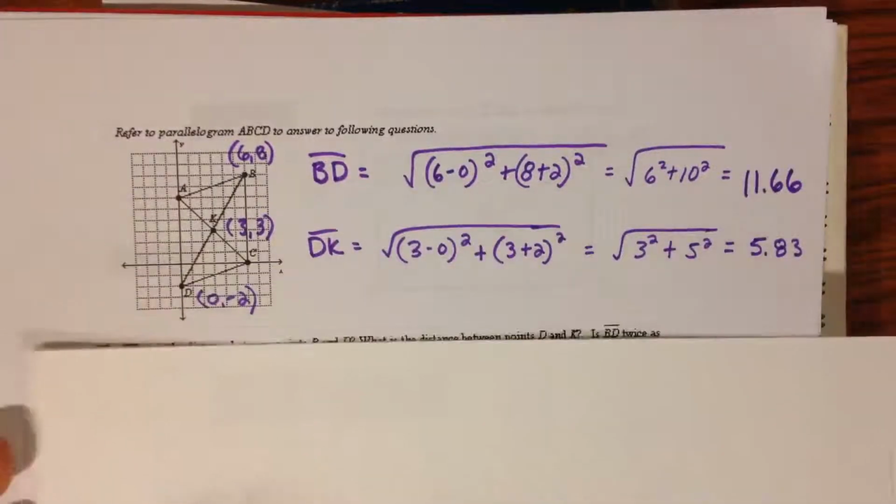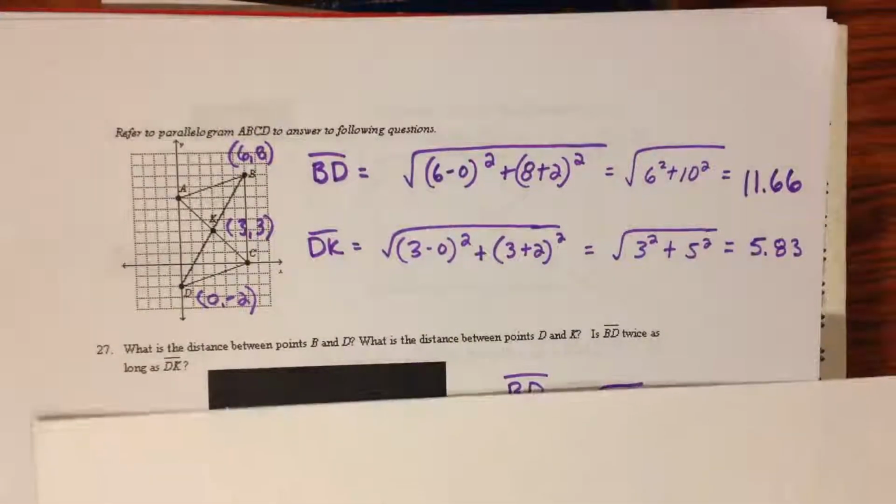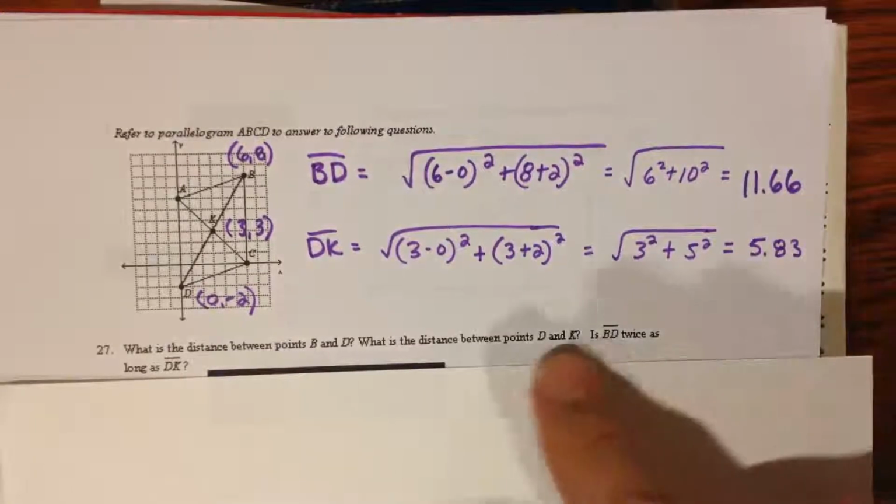Alright, this will go through the next 10 problems of the packet. I didn't realize that it went from 20 to 27, but number 27, I'm just going to reveal here. It asks for what is the distance between points B and D and the distance between D and K.